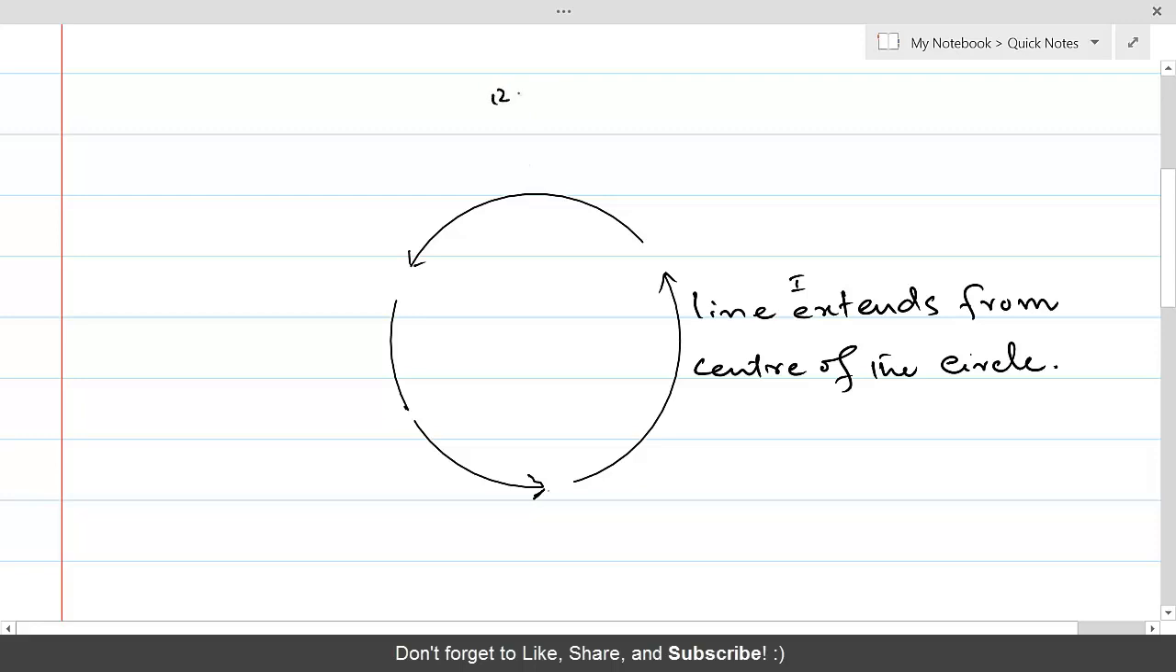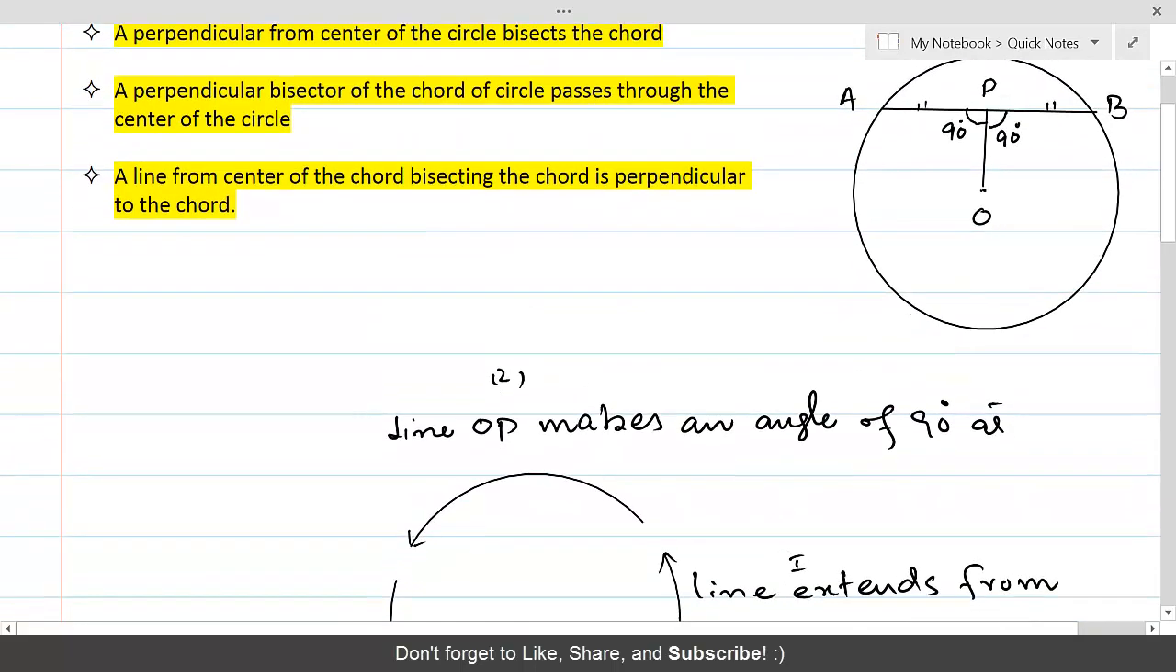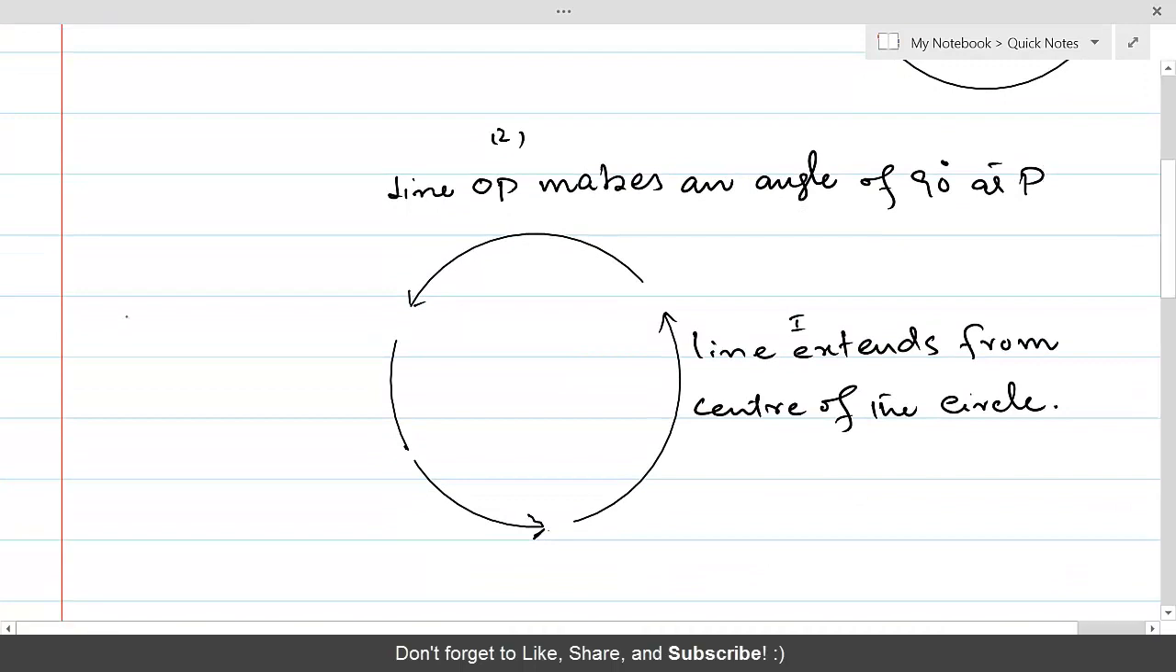And number two, what it says, that line OP makes an angle of 90 degrees at the point of contact, that is P. And the third thing which is being said here is this: P bisects the chord.